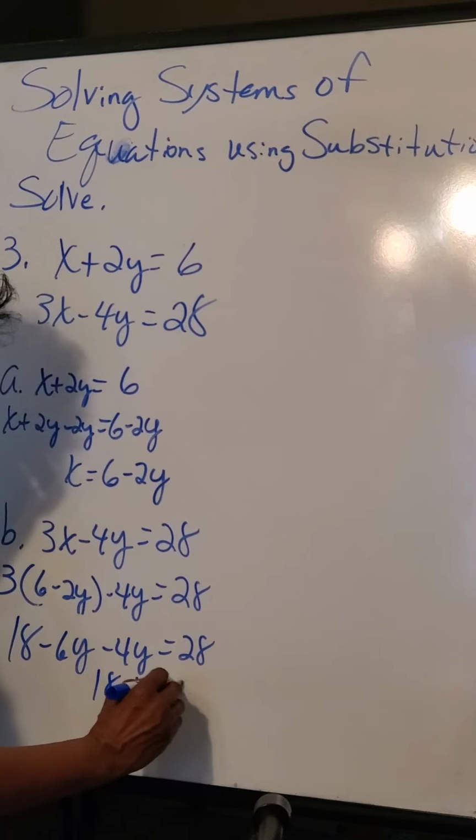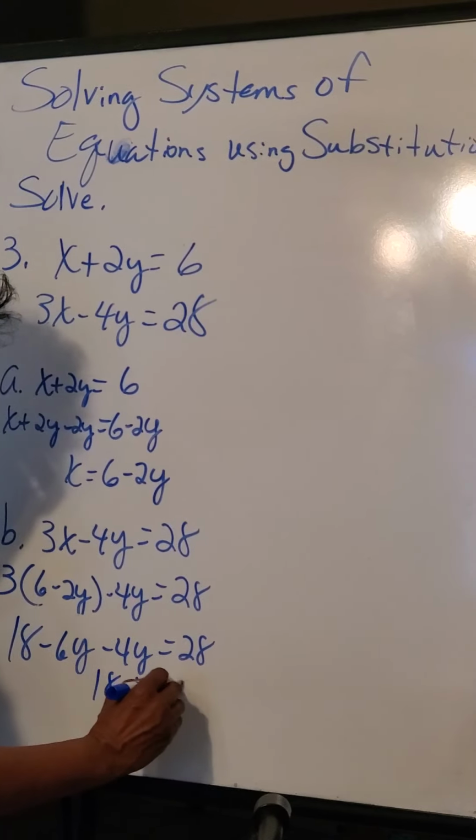This 18 is positive. I need to transform it to the other side. So I'm going to subtract 18 from both sides. I have a negative 10y is equal to 10. Divide both sides by a negative 10. So my y is equal to a negative 1.